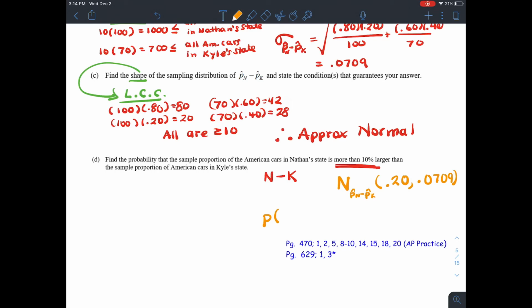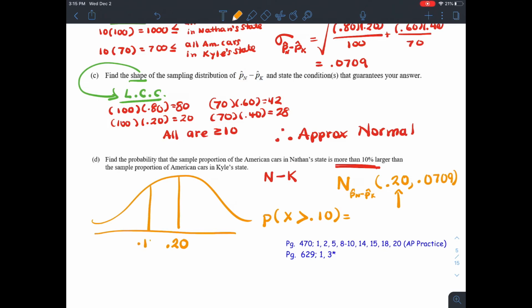Okay, the question is, what's the probability rather, that difference, we can call it X if you like, is greater than 10%. Okay, well, let me draw a curve here. Down the center, we're going to put what we know, the average difference in the sample proportions. That's 0.2. Okay, we're looking for that it's greater than 10%, so I'm putting 10% over here, then I'm going to be shading to the right because it's greater than.